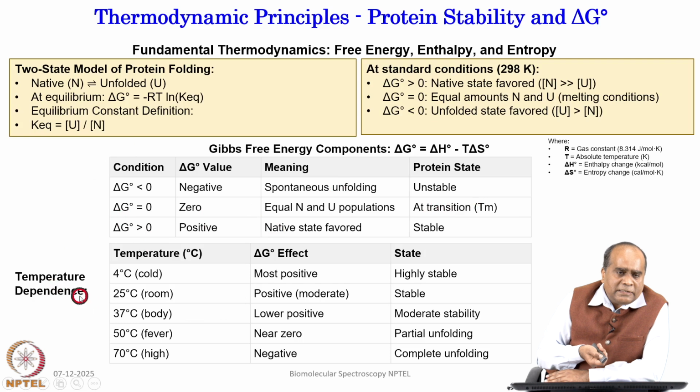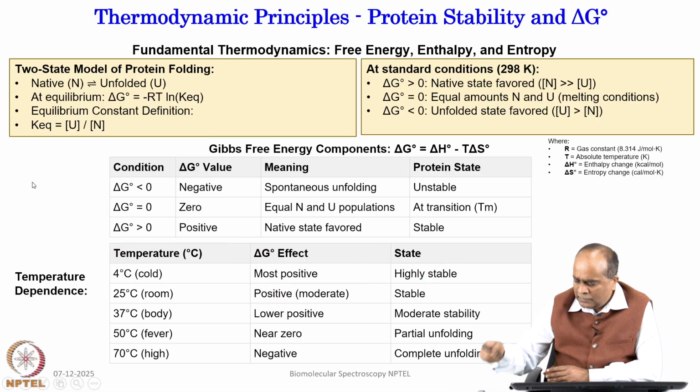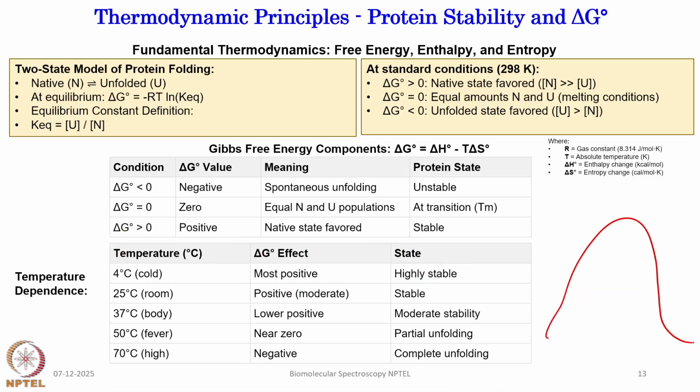Similarly, you can have a cold denaturation. You can put protein in cold condition, 4 degree, room temperature, body temperature, fever temperature or very high. What happens? Delta G is most positive, right, and highly stable. If you go below even 4, now that you remember, this is the protein stability curve. Here it is more stable. If you decrease from here, it unfolds again, that is called cold denaturation. Here you go again, it unfolds, that is heat denaturation.